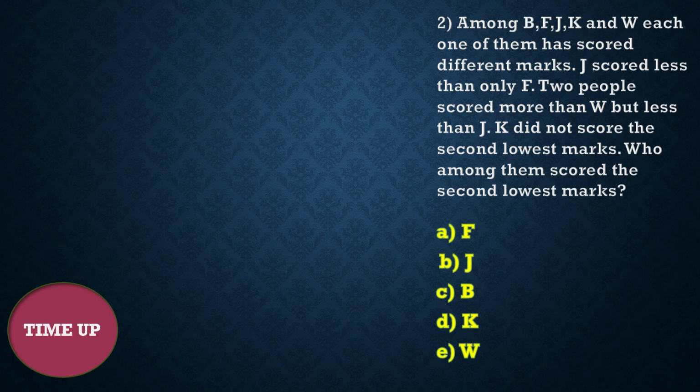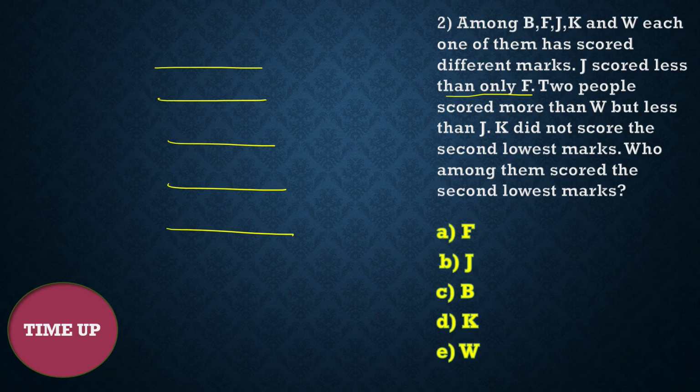Among B, F, J, K, and W, each one of them has scored different marks. 1, 2, 3, 4, 5. J scored less than only F. This is very important. Only. J has scored less than only F. So J will be here, F will be here. Because J has scored less than only F.